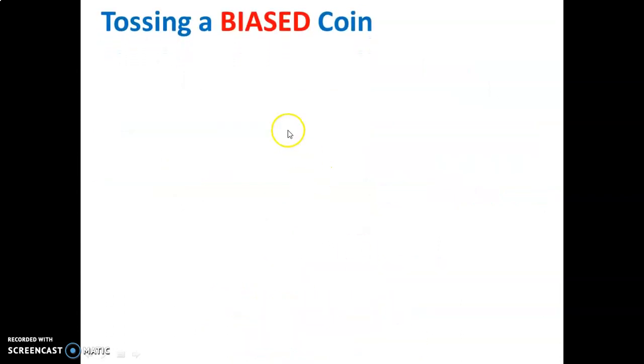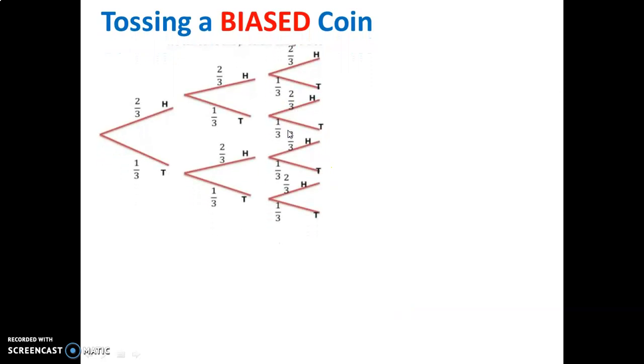So now we're going to look at tossing a biased coin, which means a coin that's not fair. It means it's not 50-50. And if you look here, we have a 2/3 chance of getting a head, or a 1/3 chance of getting a tail. So that's a biased coin. It's not fair. And then we're doing 3 tosses of that coin, because we can see here 2 and 3 tosses. So for example, you can get head, head, head like that.